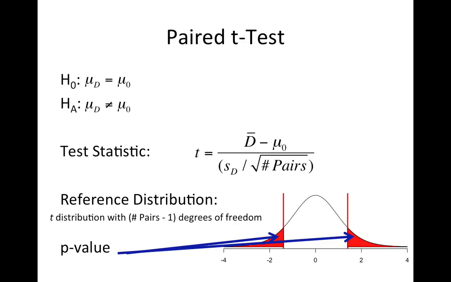As soon as you look at the difference within each pair, it just becomes a one-sample t-test because you just have a sample of pairs. So d bar is the mean of the within-pair differences. SD is the sample standard deviation of the paired differences. And then instead of n, we go with the number of pairs. And the t-distribution has degrees of freedom number of pairs minus 1.